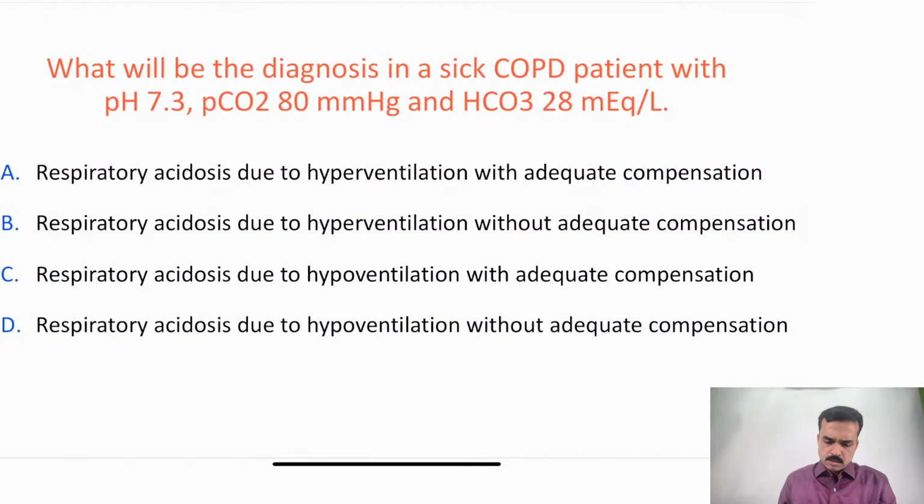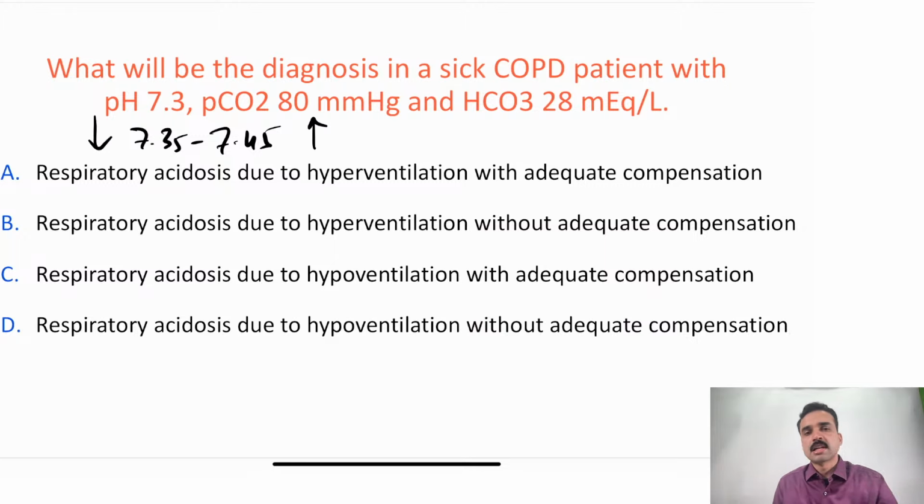Okay, so what is the diagnosis in a sick COPD patient who has a pH of 7.3? 7.3 means the patient has acidosis, correct? Normal pH is 7.35 to 7.45. Whenever the pH drops below 7.35, it's acidosis. When it rises above 7.45, it's alkalosis. So if the direction of change of pH and PCO2 and bicarb is the same, then it is a metabolic process. If the direction of change of these two in comparison to pH is opposite, then it is a respiratory process. That's how you initially differentiate.